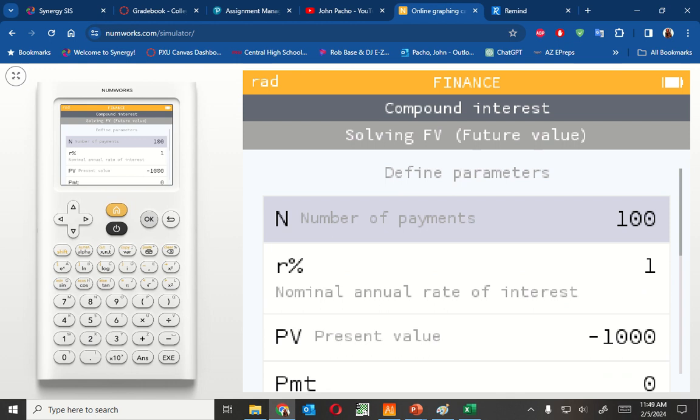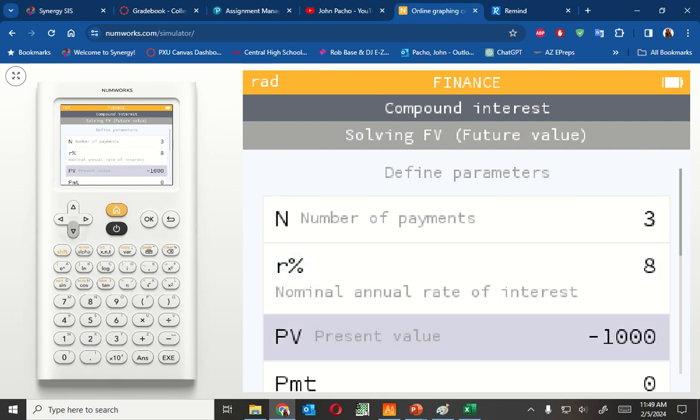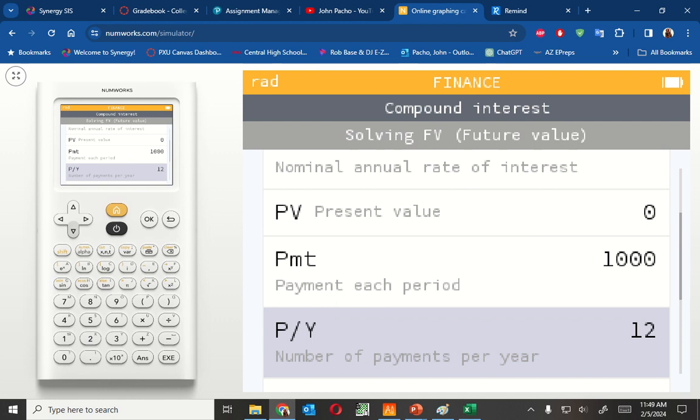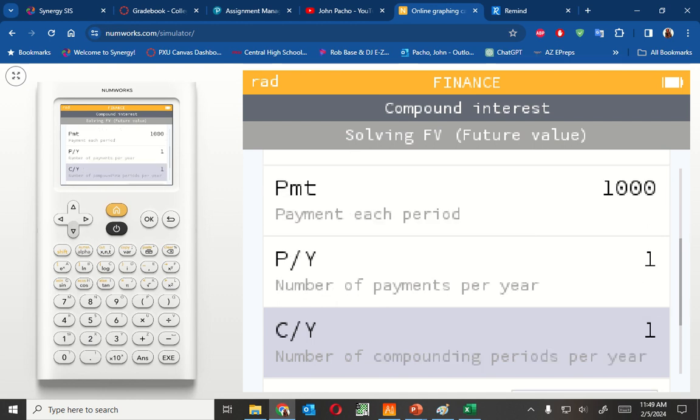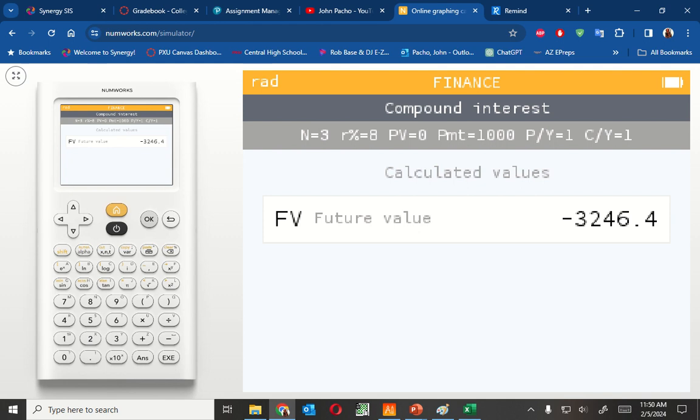Now, fill in. My number of payments is 3. There you go. My interest, 8. Present value, 0. My payment, 1,000. Payments per year, 1. Compound per year, 1. And payment is made at the end. So, hit OK.